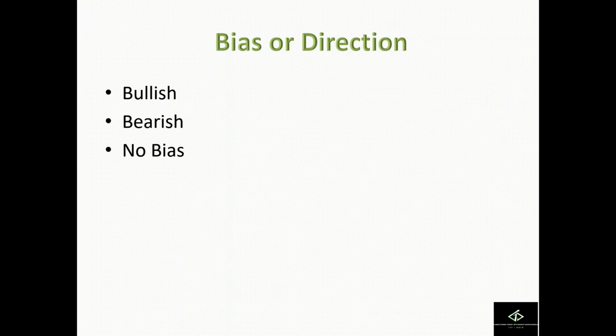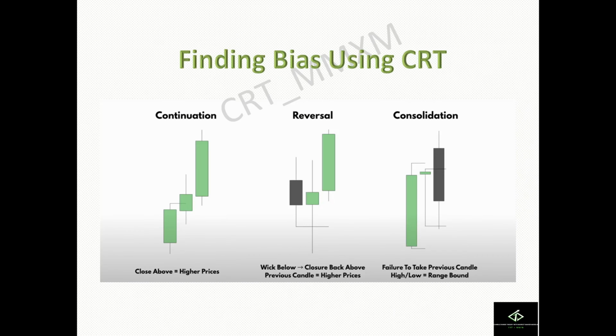Now, when we talk about bias, as the title suggests, we are trying to figure out the bias based on CRT as well as quarterly theory. When we talk about CRT, we have three situations. Actually, all are aware of CRT concepts, but I'm still covering a little bit of it. It is either continuation, or reversal, or consolidation.